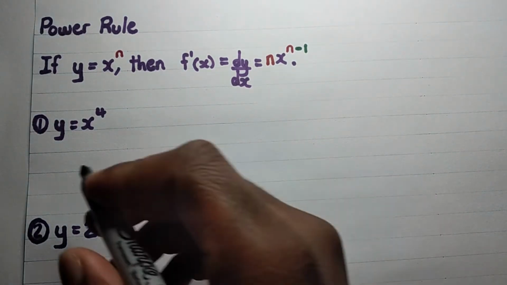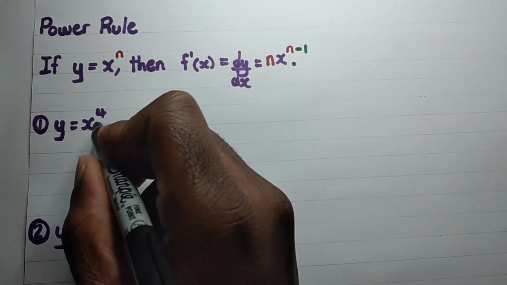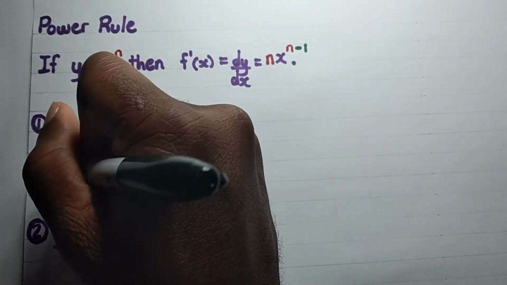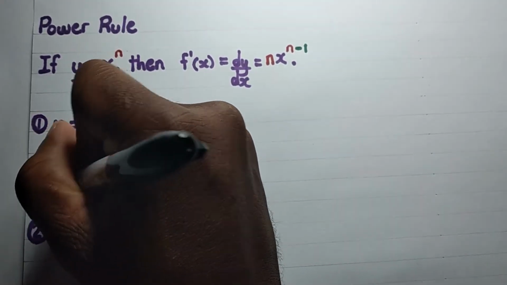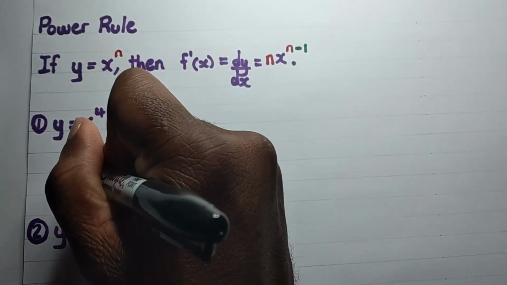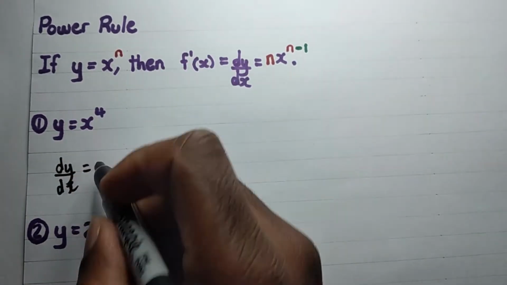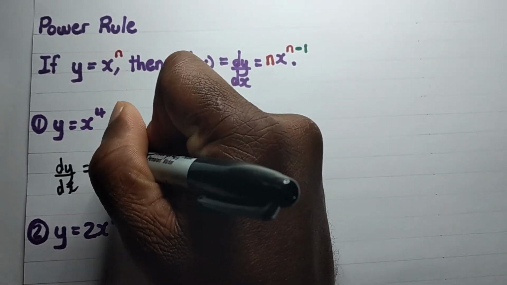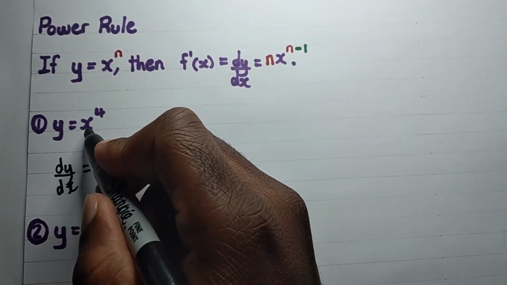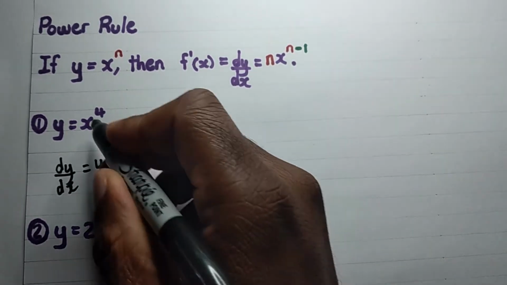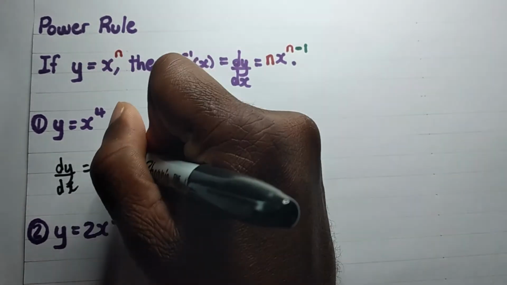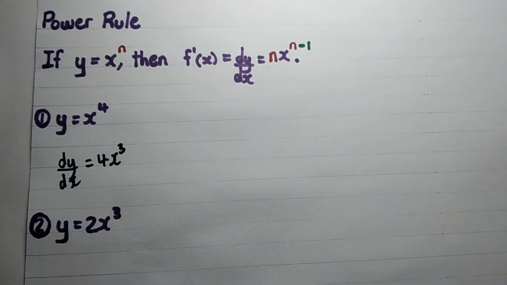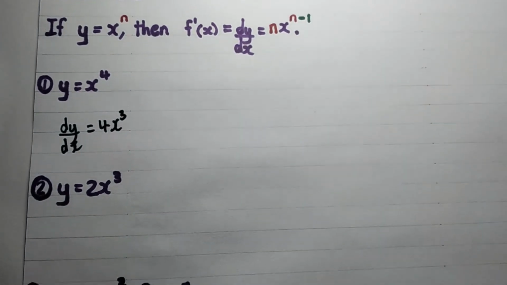If we differentiate question 1, y is equal to x to the power of 4, then dy by dx would be equal to, we multiply the function by the power, so we end up with 4x, and then we subtract 1 from the power, 4 minus 1 gives us 3. So that's pretty much all there is to it. It's pretty easy to use the power rule. Let's look at example 2.